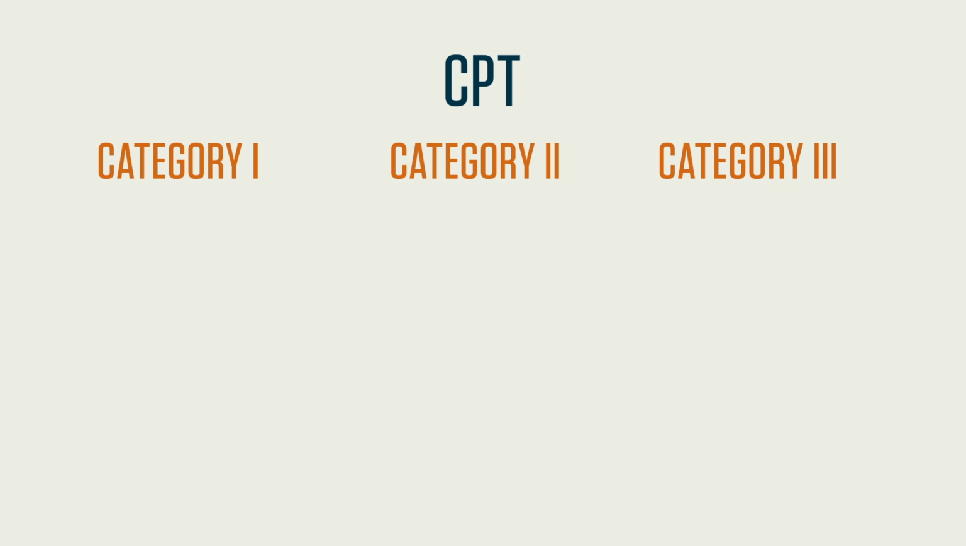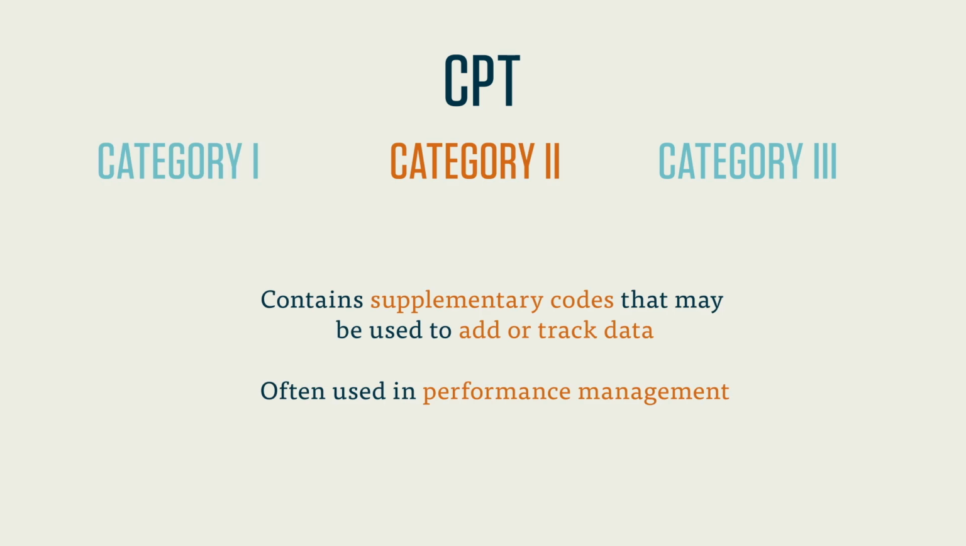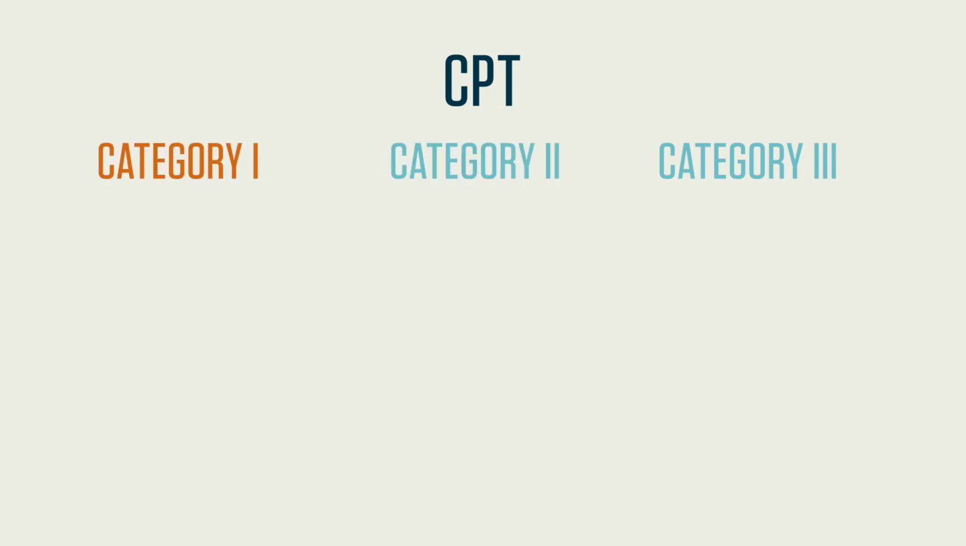CPT categories refer to the division of the CPT code manual. Category 1 is a larger and more important category. Category 1 contains codes for the procedures in the 6 major fields of healthcare. Category 2 contains supplementary codes that may be used to add or track data and are often used in performance management. Category 1 CPT codes are 5 digits long and entirely numeric. Category 2 is alphanumeric, but we'll focus our attention on Category 1 here.